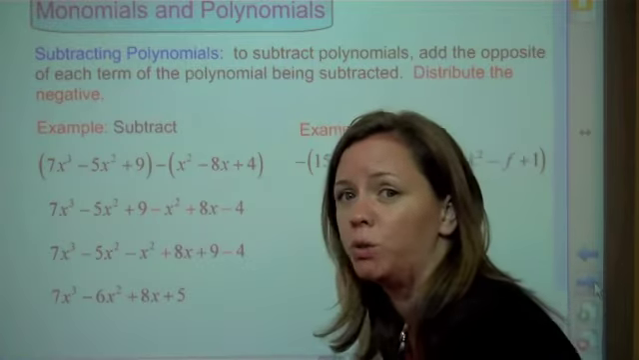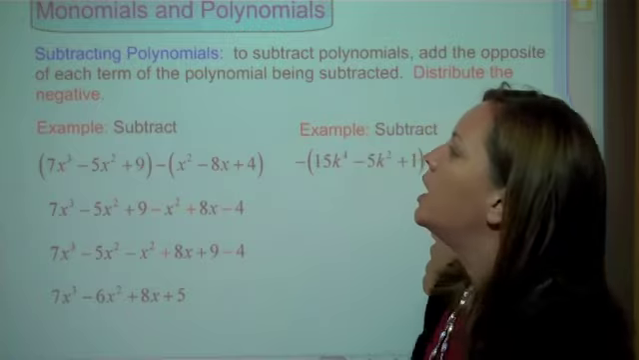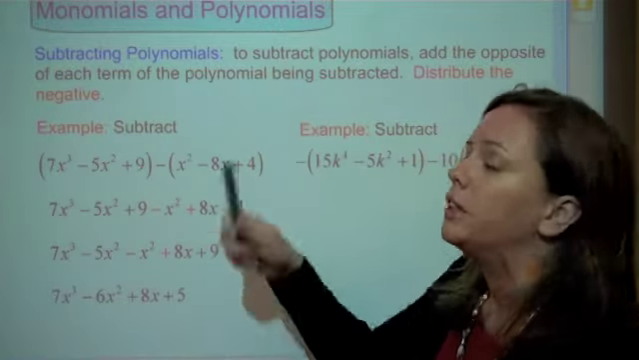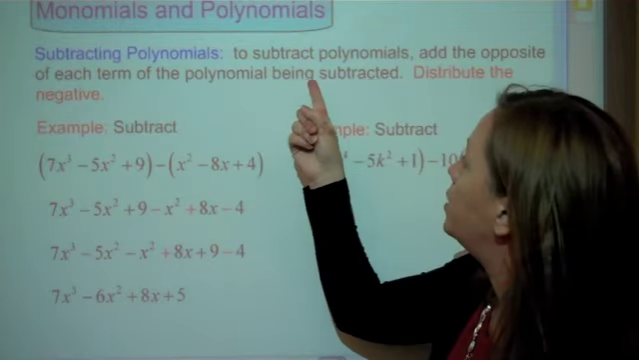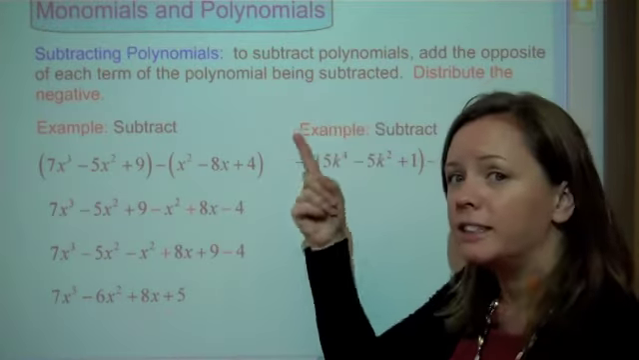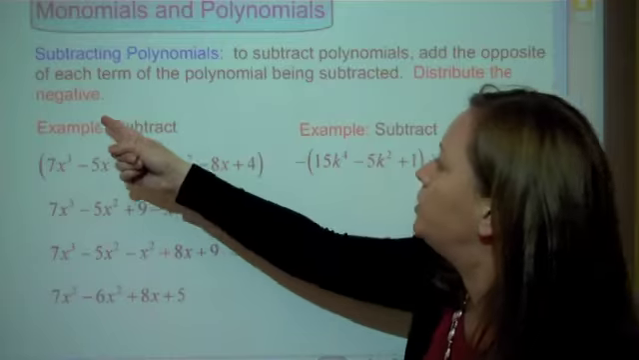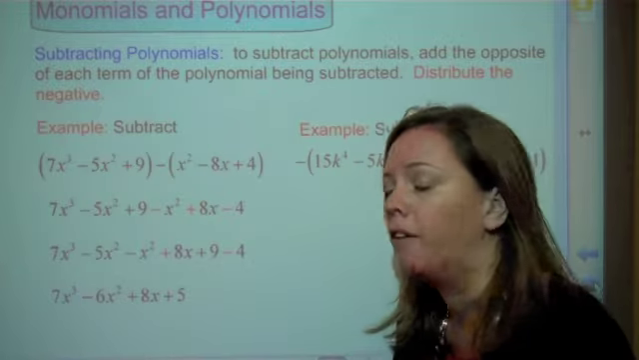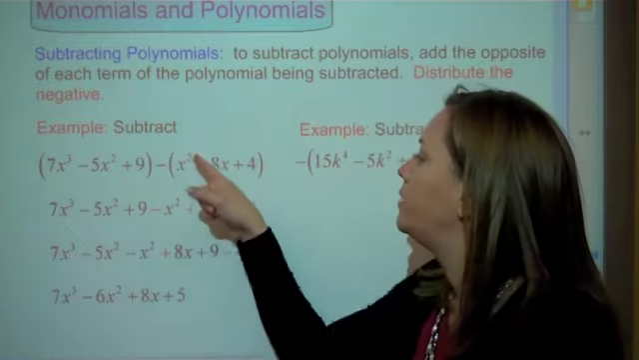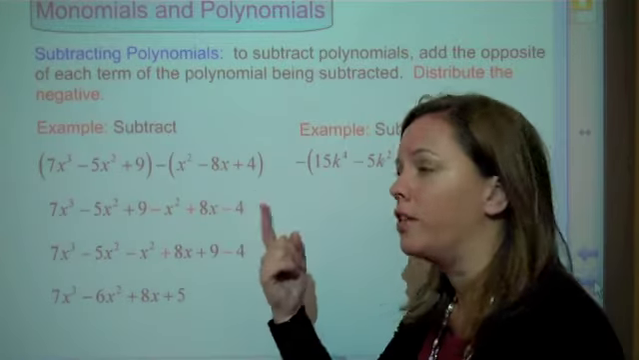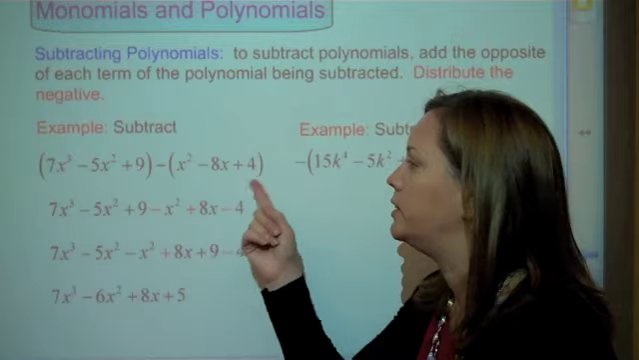So the same thing is true when we're subtracting polynomials. The only thing that you have to be careful of when subtracting polynomials is to add the opposite of each term in the polynomial that's being subtracted. This is another way of just saying distribute the negative, and that's the piece that people often forget when they're subtracting polynomials. They'll subtract the first term, but they'll forget that they really have to subtract all the other terms as well. So let's take a look at this example.